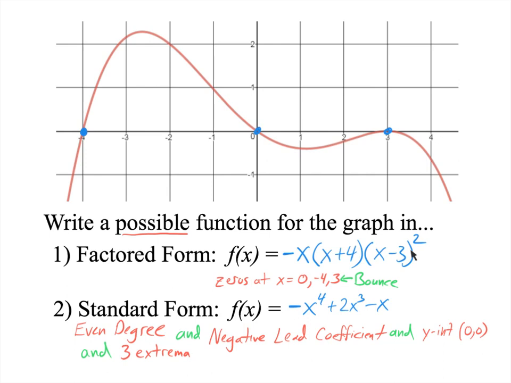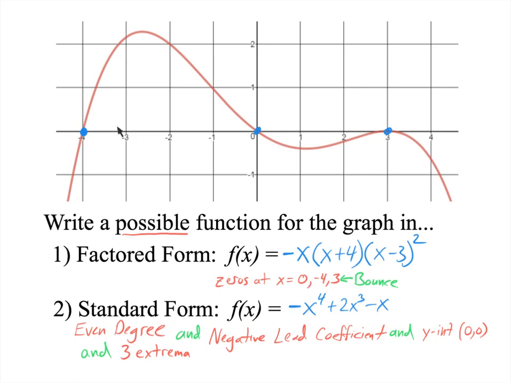Next, standard form. Well, I could FOIL this and box this and multiply this all out. But I just want a possible function, not the exact function. So the two things I have to realize is my lead coefficient has to be negative. See the negative? And I've got to figure out the degree.